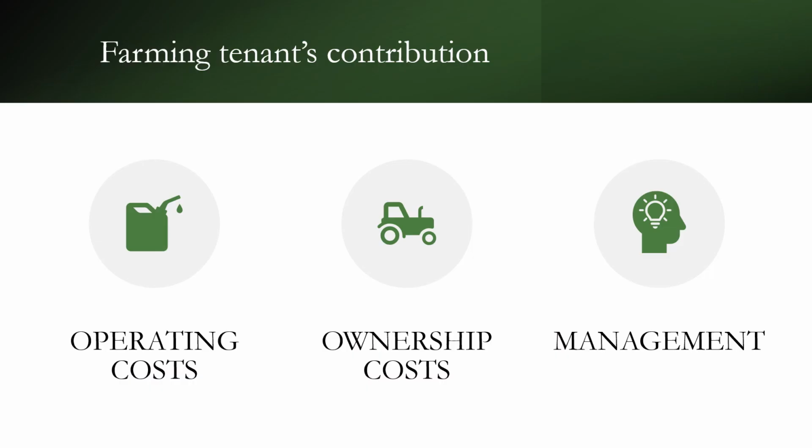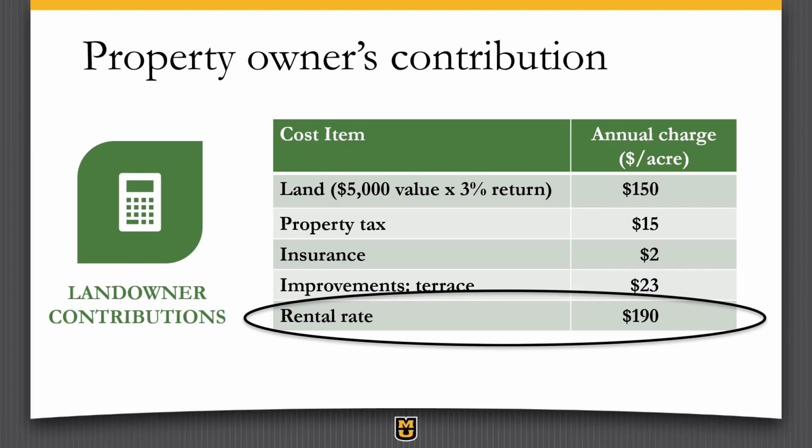The farming tenant's contribution is the sum of all operating costs and the ownership costs of any owned asset used in production. Many extension budgets put a real estate charge, or what might be paid as a fixed cash rent, in the ownership cost section of a budget. However, rent is the property owner's contribution, not the tenant's contribution. A reasonable real estate charge is settled by bidding and negotiation.